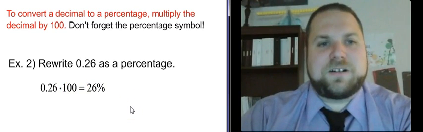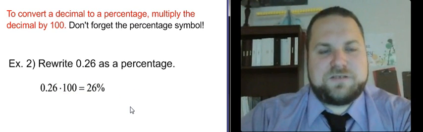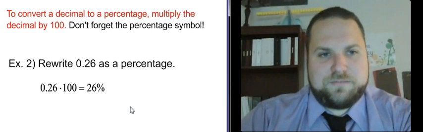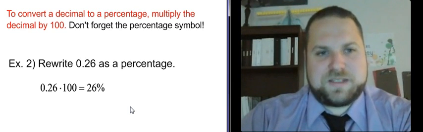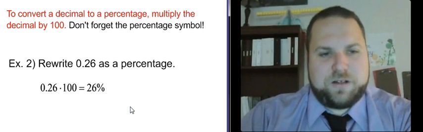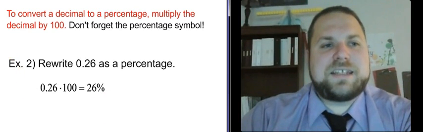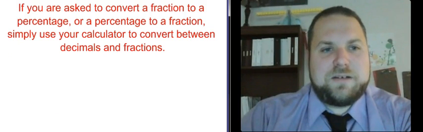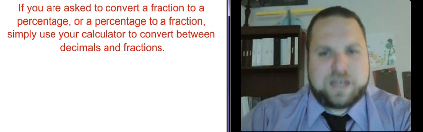So, two things we've learned. To go from a percentage to a decimal, you divide by 100. To go from a decimal to a percentage, you multiply by 100. And the last thing I need to throw in here is what we do if we have a fraction. If you have a fraction, just use your calculator.